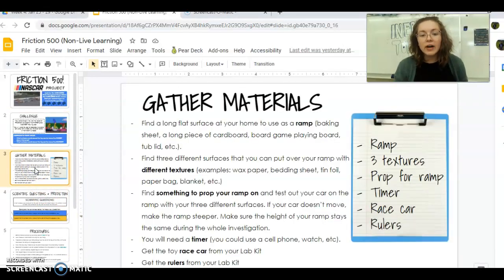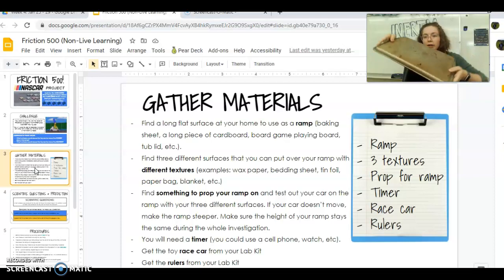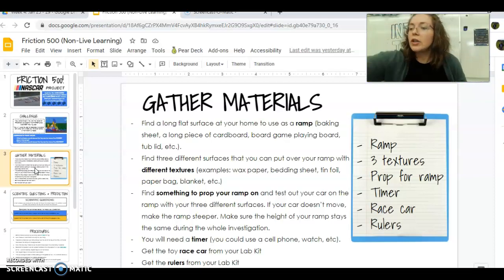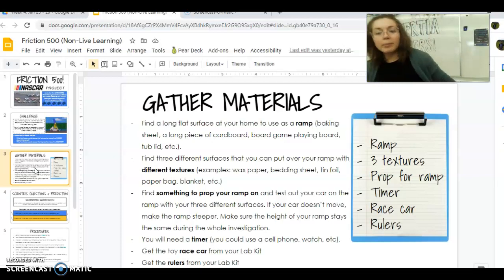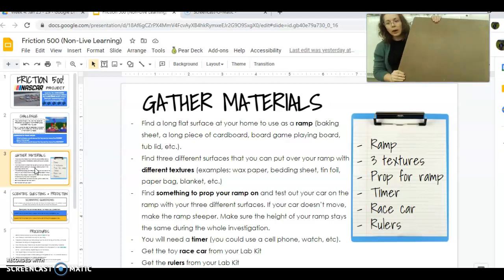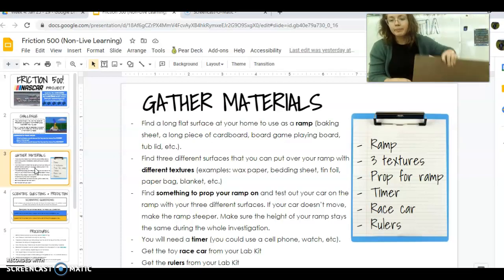The first thing you want to find is a long flat surface, and this is going to be your ramp. What I would recommend is using a baking sheet. So maybe something like this. Of course, you would flip it over. Or you could use maybe a whiteboard. So I'll be using this here, okay?